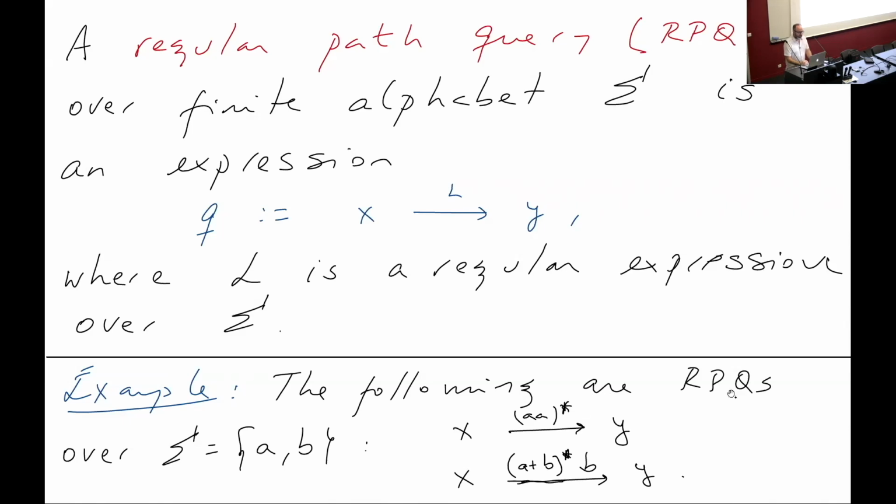So for instance, the following are regular path queries over sigma equals {a, b}. We can say x goes to y via the path label a a*, or x goes to y via the path label (a + b)* b. Yeah? So it's an arbitrary regular expression over the set of labels that appear in the database.